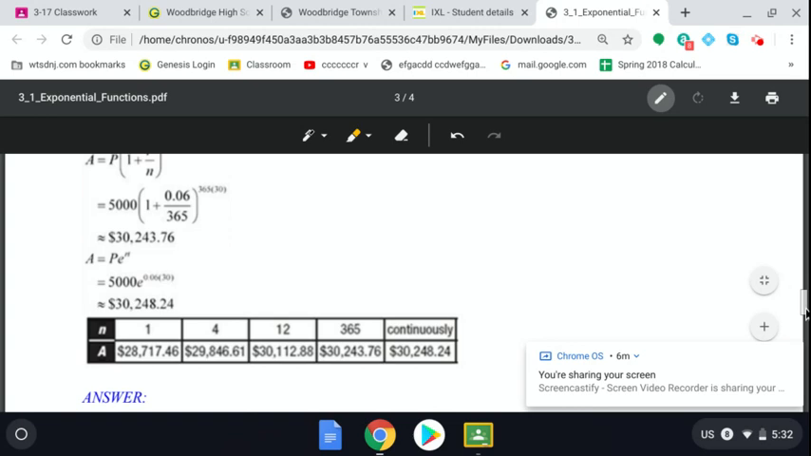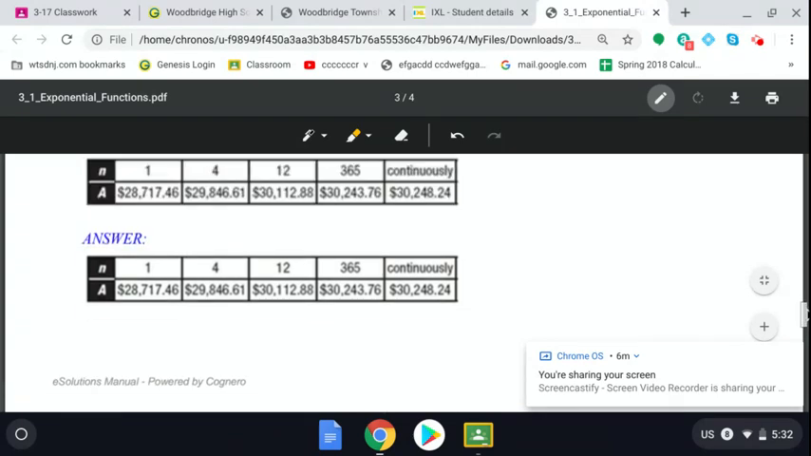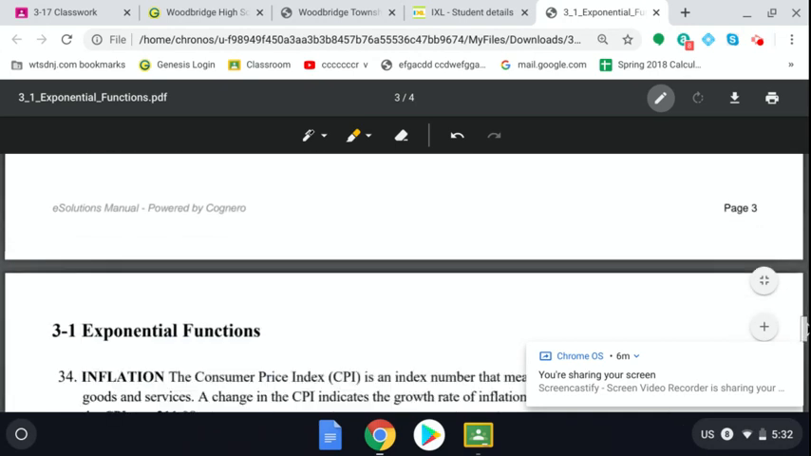As far as using continuously compounded interest, you'd have to use the principal, which is 5,000, times natural base e to the rt, where the rate is 0.06 times the number of years, which is 30 years, and then you can get your values from there. So that is compounded interest, continuously compounded interest.